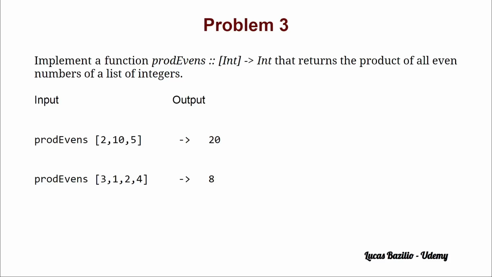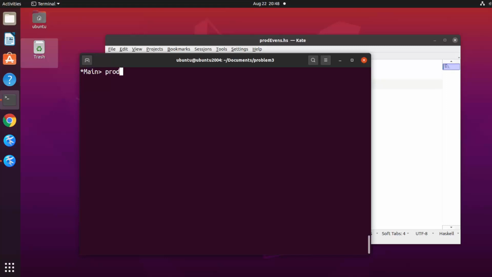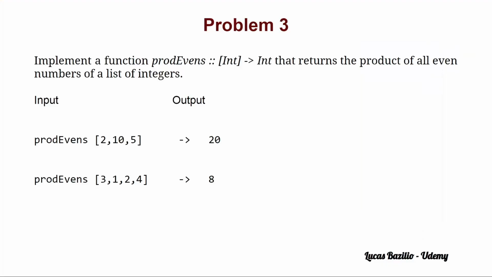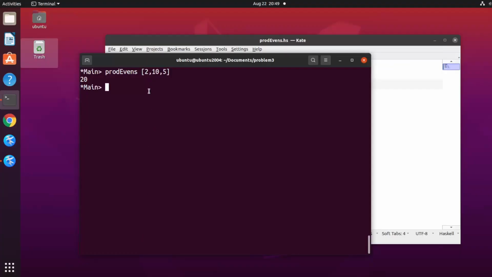So let's first apply the function prodEvens with the list 2, 10, and 5. So we use the function prodEvens with the list 2, 10, and 5. So this shall return 20. And as we see, this is true. Then again, when we try to use this function with the list 3, 1, 2, 4, this shall return 8. So we again apply this function with the list 3, 1, 2, 4. We press enter, and as we see, this gives us 8.